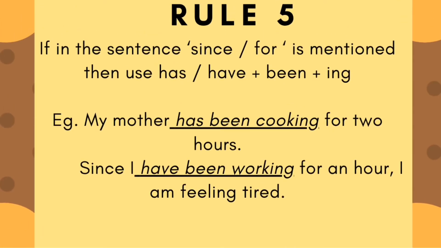Our rule number 5 is if in the sentence since or for is mentioned, then we use has or have plus been plus ing. Example, my mother has been cooking for 2 hours. Since I have been working for an hour, I am feeling tired.